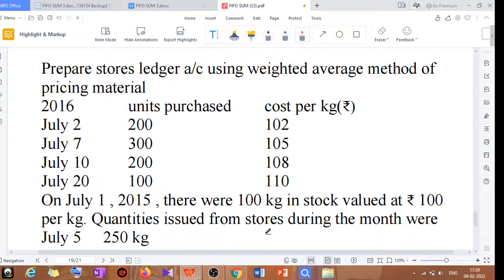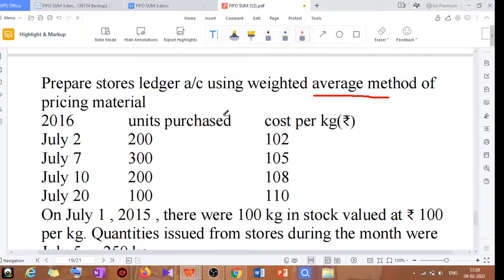So today we are going to learn about weighted average method under pricing of material. Same question we are solving under weighted average method. Yesterday we learned about the simple average method, and today we are learning the weighted average method. Okay, see the question, students.